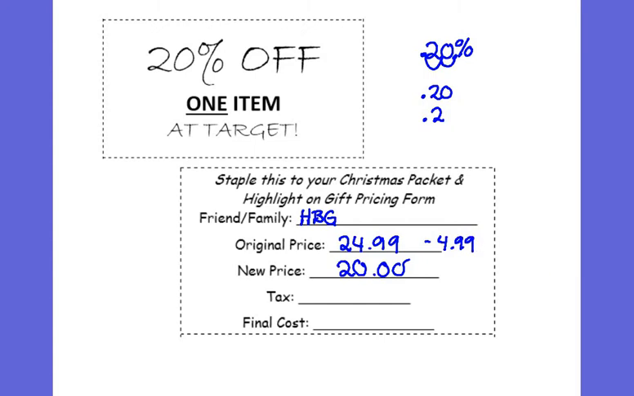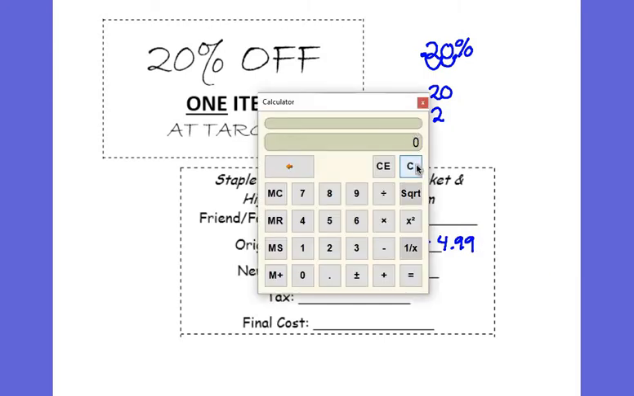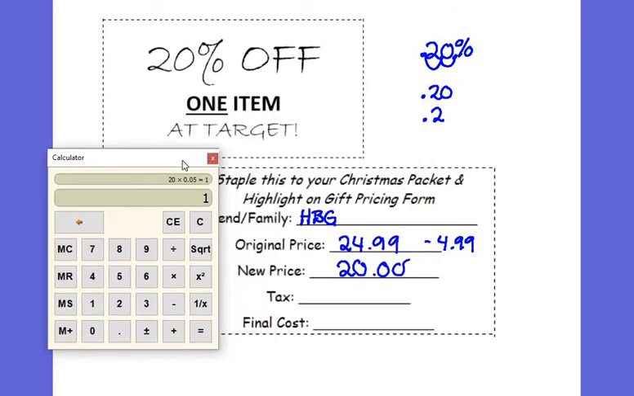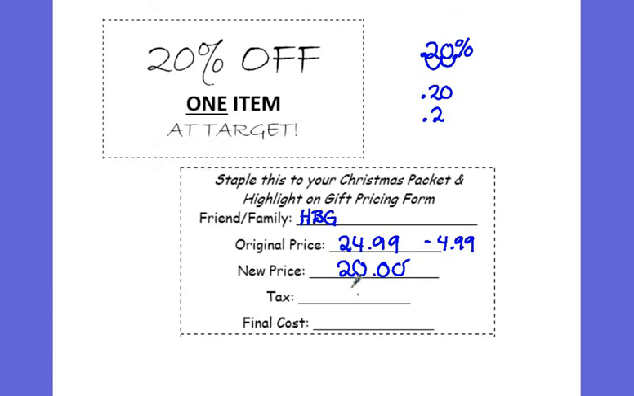So I need to get my calculator again. What would 5% as a decimal be? 0.5 is 50%. 0.05. So I'm going to do $20 times 0.05. And my tax on this, I couldn't have picked a better number here, is just a dollar. So I fill in a dollar here. What's my final cost of this goat? $21.